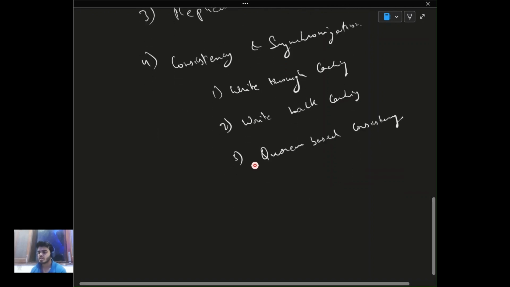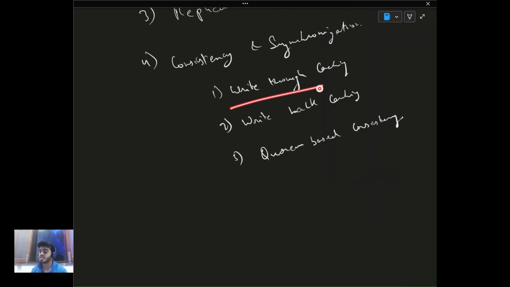Write through caching updates the cache and database together. Write back caching writes to the cache first, then asynchronously updates the database. Whereas quorum-based consistency ensures the data is synced across replicas.